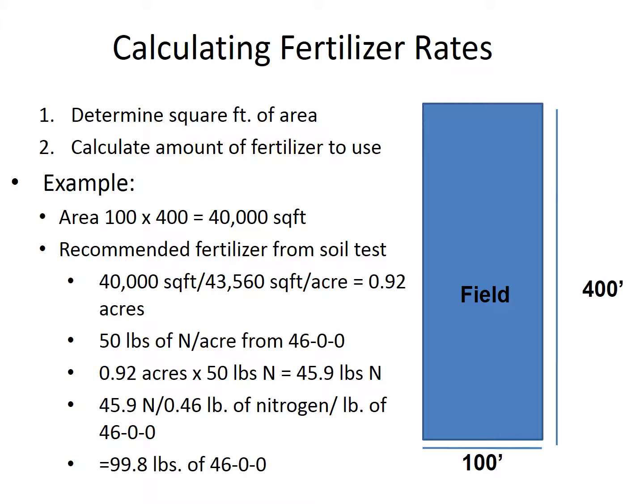And you think, oh, I'm ready to go. Well, we got one more step. And that step is we need to determine how much actual fertilizer, because that 45.9 is the number of pounds of nitrogen. So we take this 45.9 pounds of nitrogen and we divide it by the percentage of nitrogen in the fertilizer. And we use this number equivalent. This is 0.46, which is the same thing as 46%. And we divide that 45.9 by 0.46. And that comes out to be 99.8 pounds of 46-0-0 or urea. So that's an easy way to calculate a fertilizer rate, and that'll at least get you started on determining how to do that.